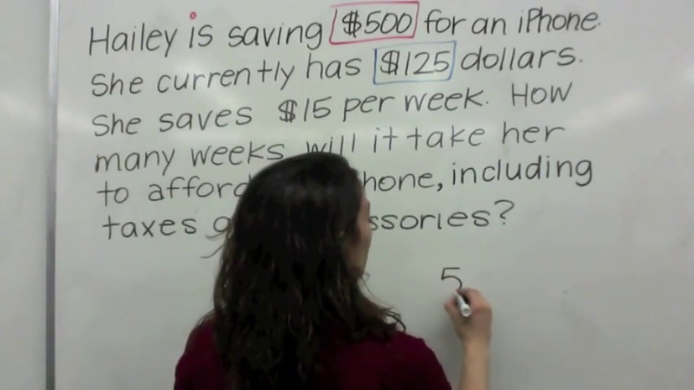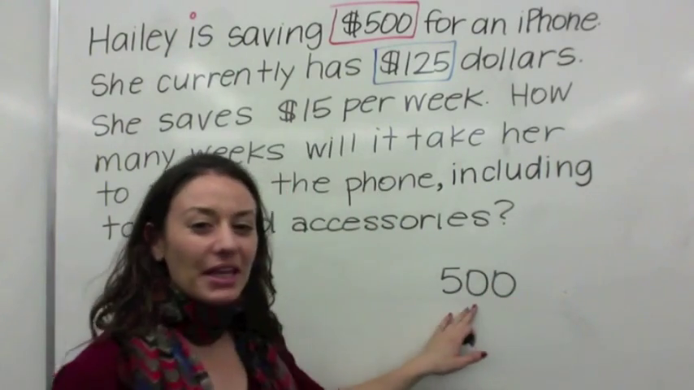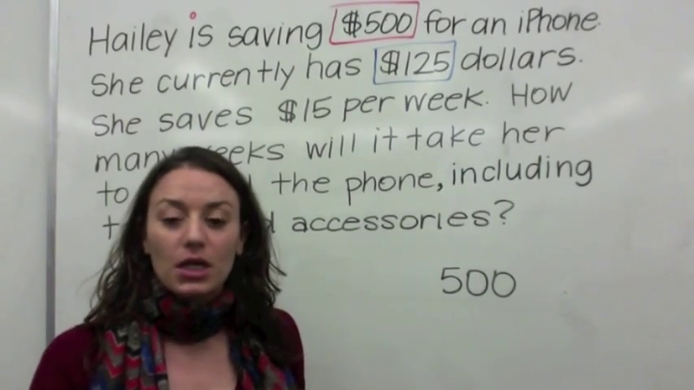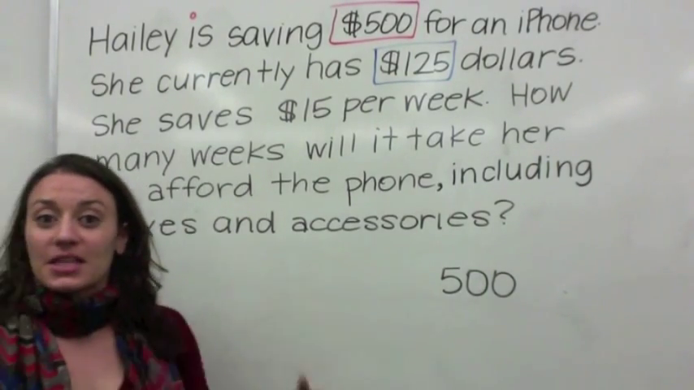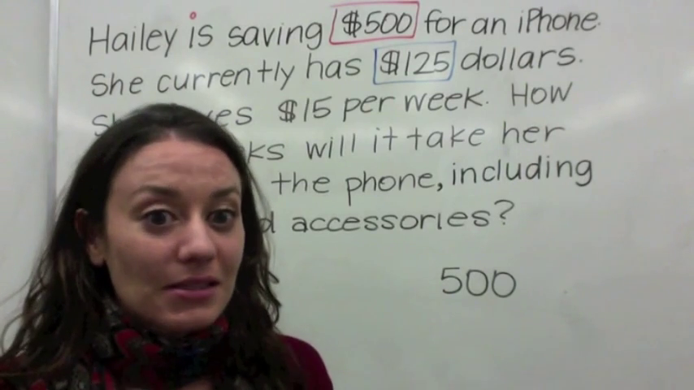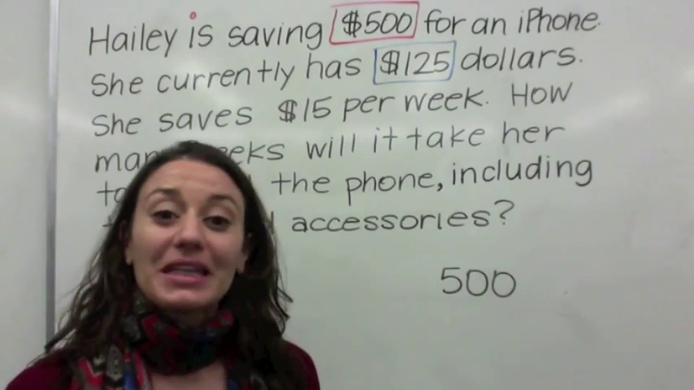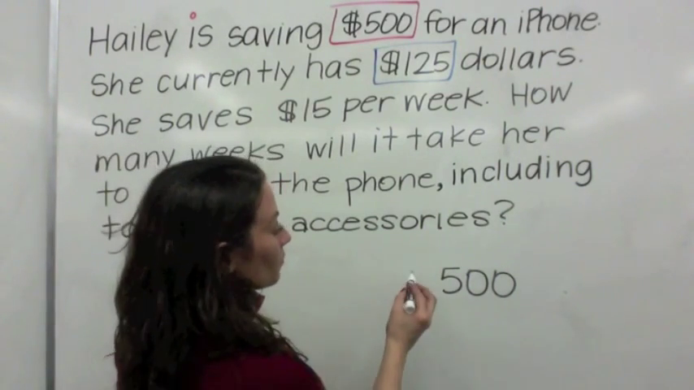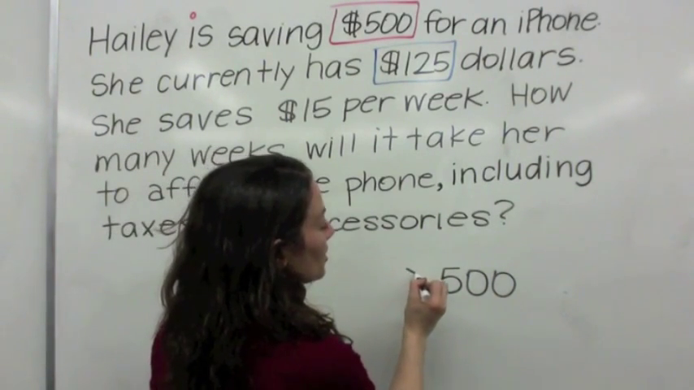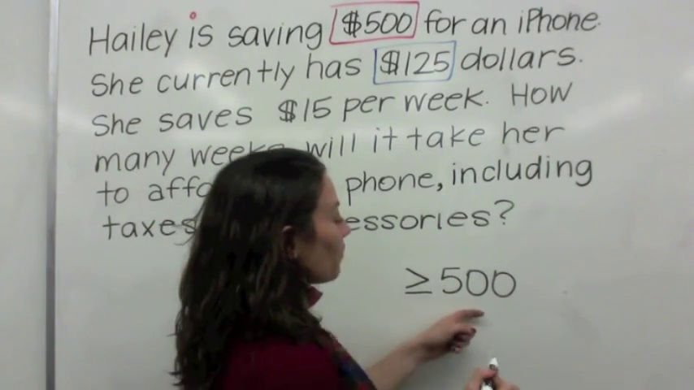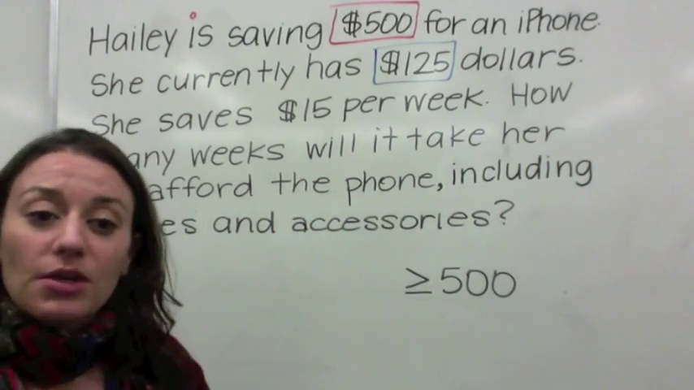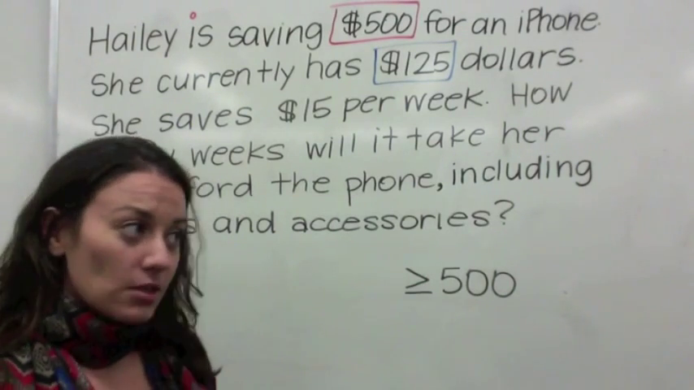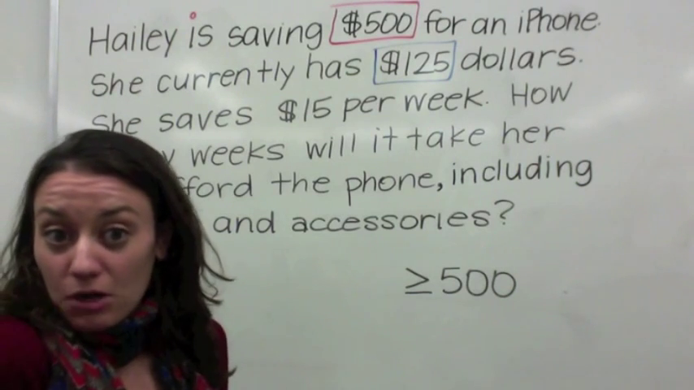We've talked about the fact that it will cost her actually more than $500 if the phone itself is maybe $500, because she wants to be able to afford the taxes and the accessories. So it's going to be at least $500, which means she needs to save $500 or more, which means greater than or equal to $500, right? It'd be great if she could save more, then she could buy more stuff for her phone.